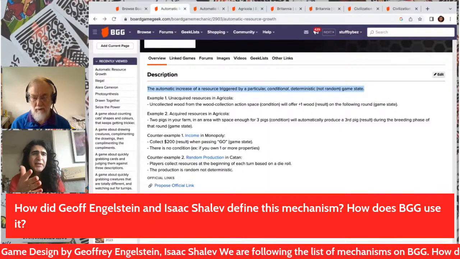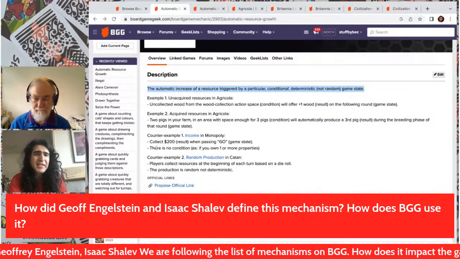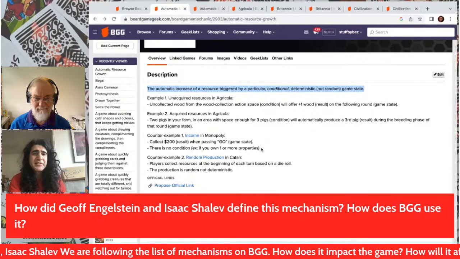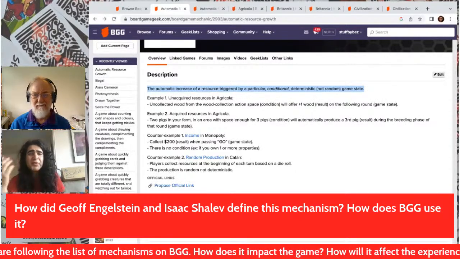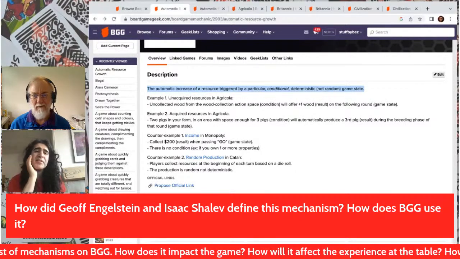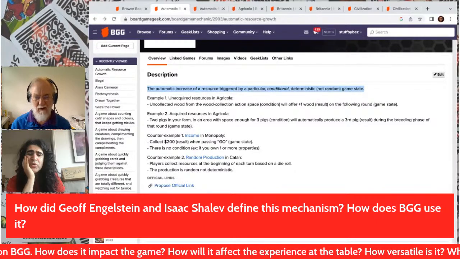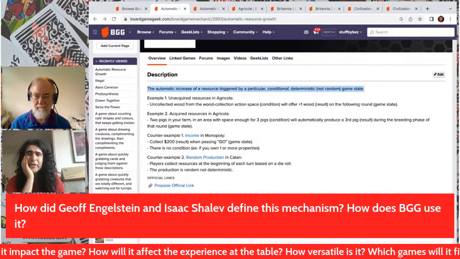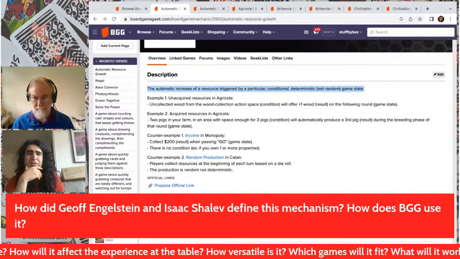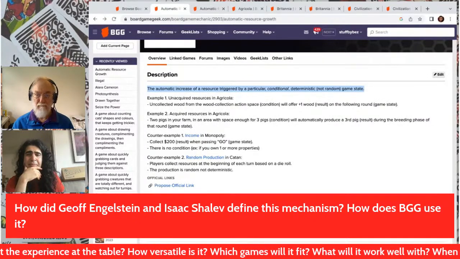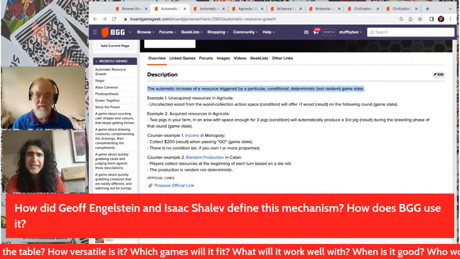It's conditional. I mean, the counterexample on Board Game Geek is simply that there's no condition. Like, the example for a condition would be if you own one or more properties. But then we get into Agricola, and on Agricola, when you're adding stuff to the sides, that's not conditional at all.